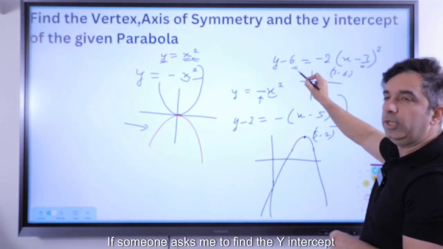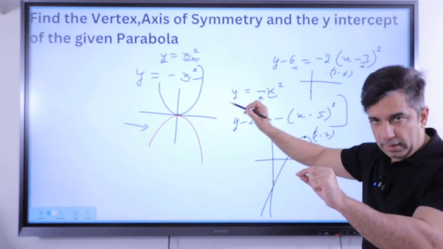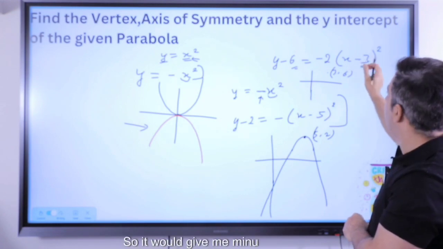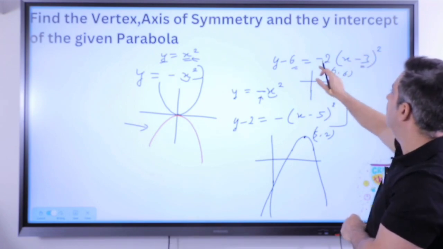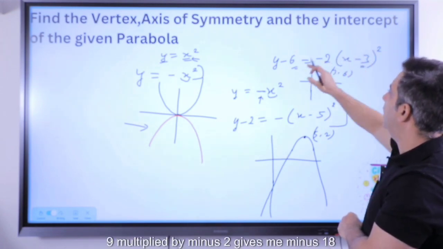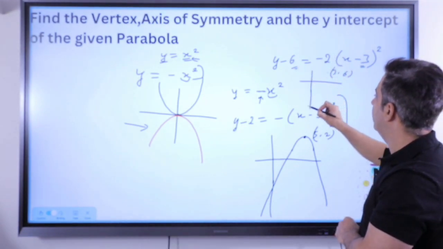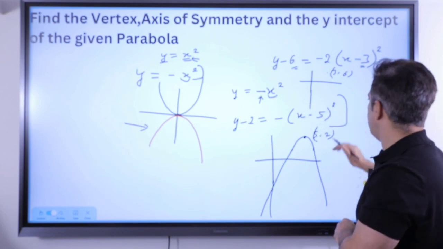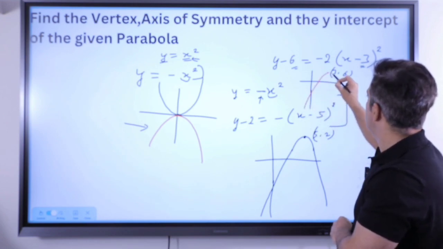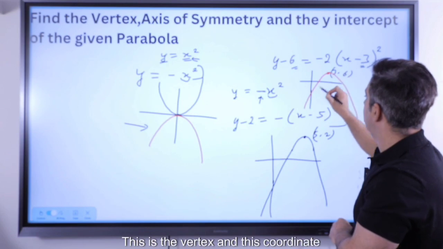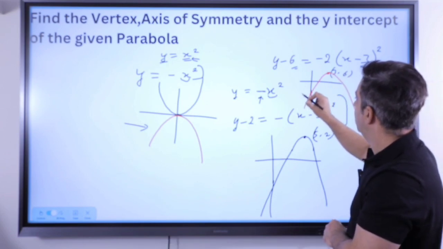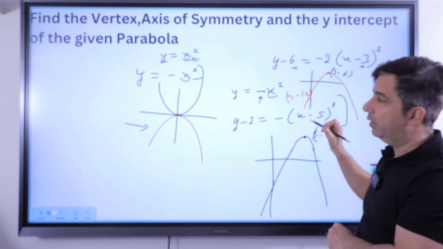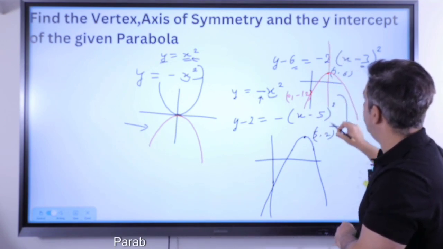If someone asks me to find the y-intercept of this parabola, I'll simply fill the value of x as 0 here. So it would give me minus 3 square, that is 9. 9 multiplied by minus 2 gives me minus 18, plus 6 gives me minus 12. So this would be the parabola. This is the vertex and this coordinate would be 0, minus 12. I found the y-intercept. And this is the axis of symmetry for this parabola.